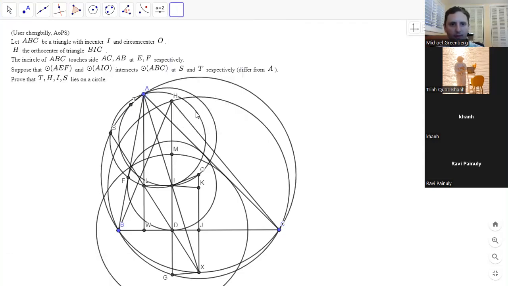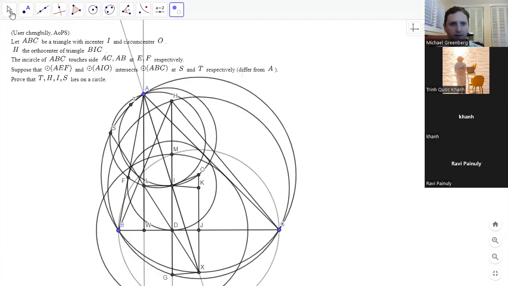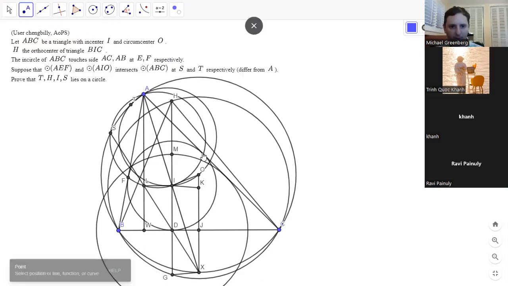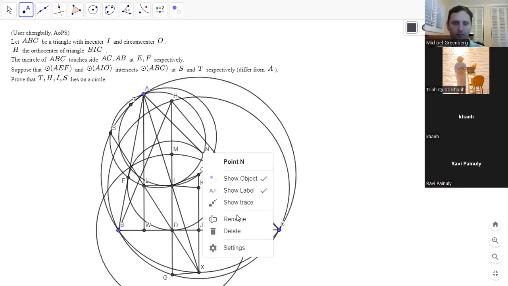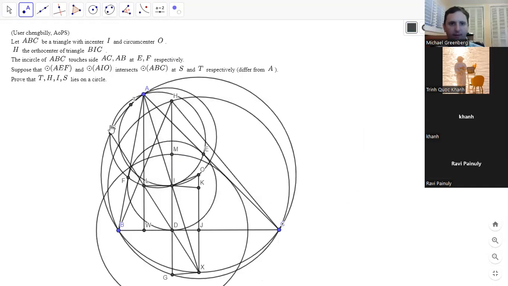So E and F are the points of tangency. I don't know where E went, but we draw. So basically, S is the intersection of AEIF with the circle, and T is the intersection of the circle AIO with the circumcircle of ABC. We want to show S, T, H, I is cyclic.